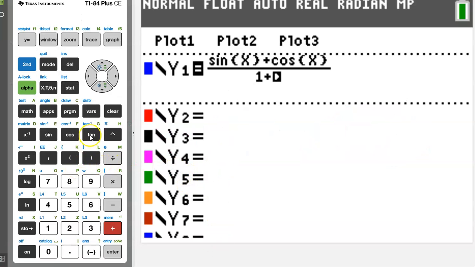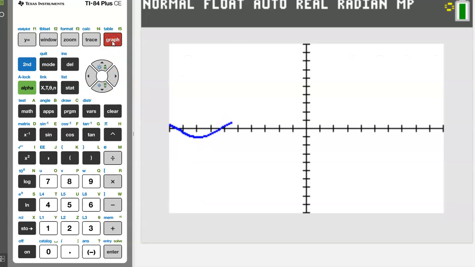So that's what I'm about to do. So I'm going to put my tangent x, but then I'm going to put it to the -1 power. Okay, so let's graph that, take a look at what that looks like. Alright, so there you go.